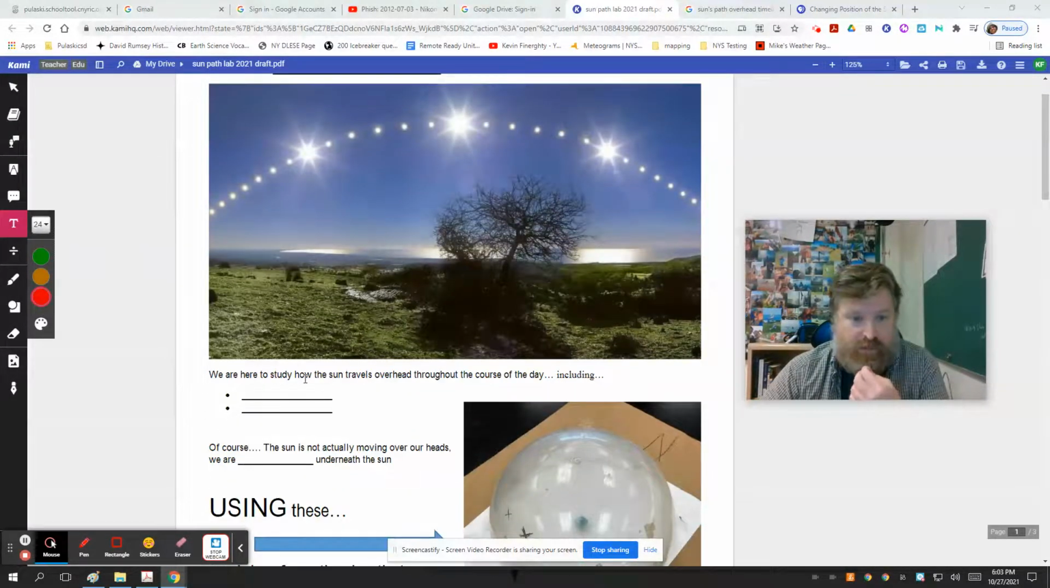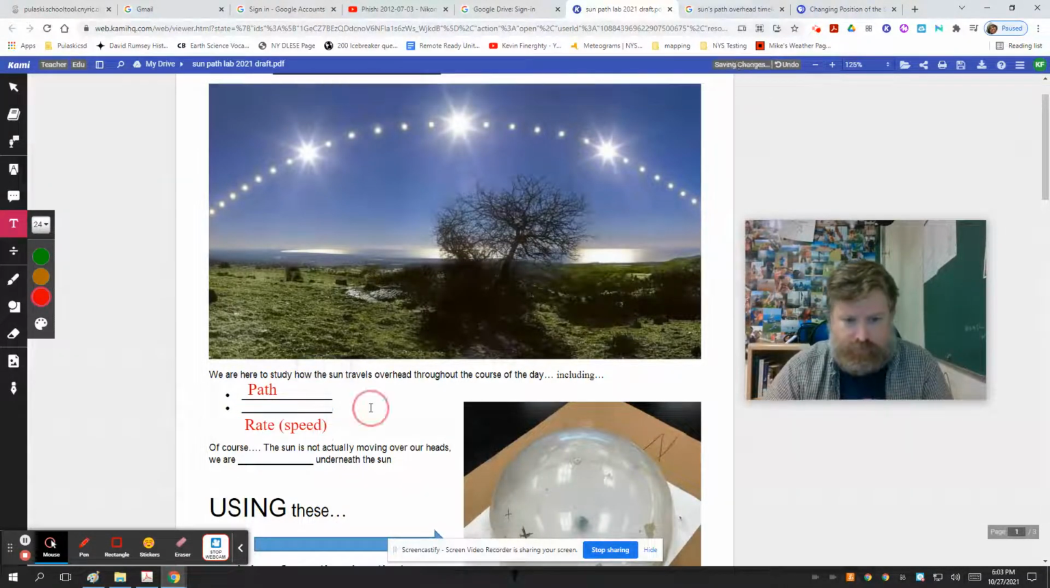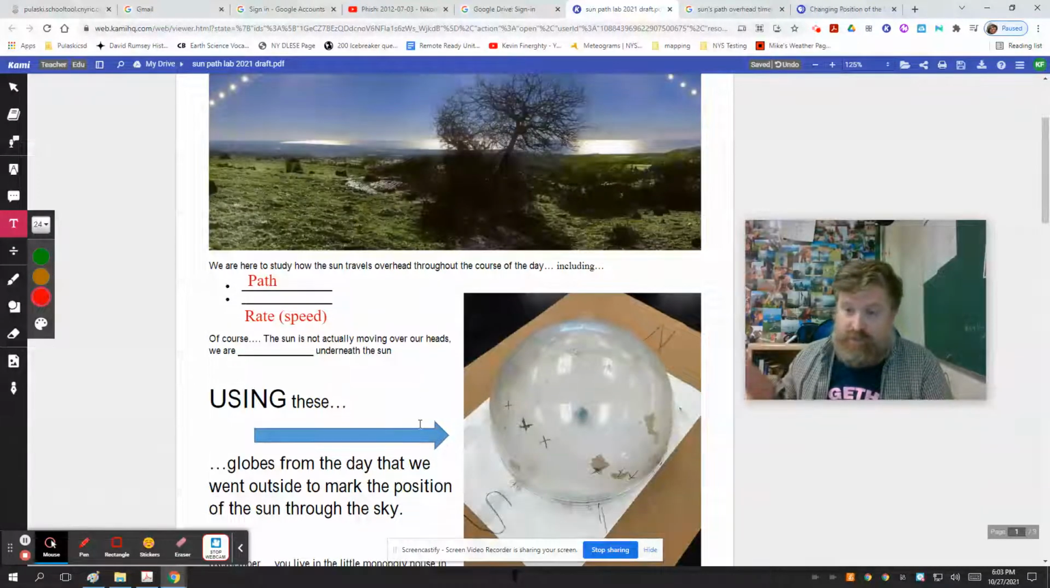So we've got to figure out, study how the sun travels overhead throughout the course of the day, including 2 things: its path and its rate or speed, if you'd rather say that. And we can do it. And all of that information is sitting right here on this little plastic dome for you to unlock.